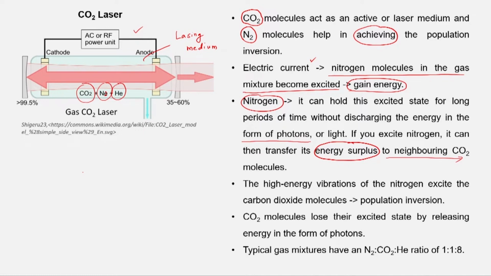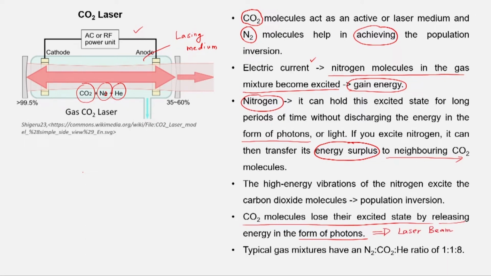So, CO2 is generating the photons and the nitrogen is helping to get the required population inversion. When the CO2 molecules come down to the ground state, they are releasing the photons, and those photons are generating the laser beam.